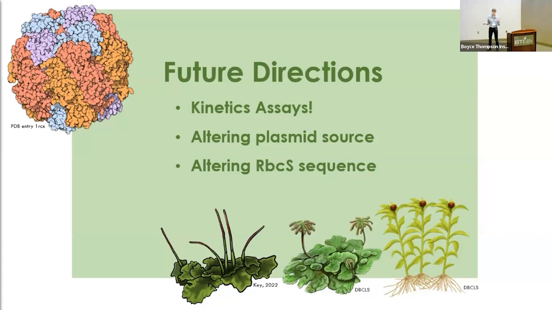And then lastly, the small subunit. Every species has plenty of copies of small subunits. I think my moss had like 20 and my liverwort had like 7. So you could also exchange those sequences and see if you could improve the amount of Rubisco you get from that.